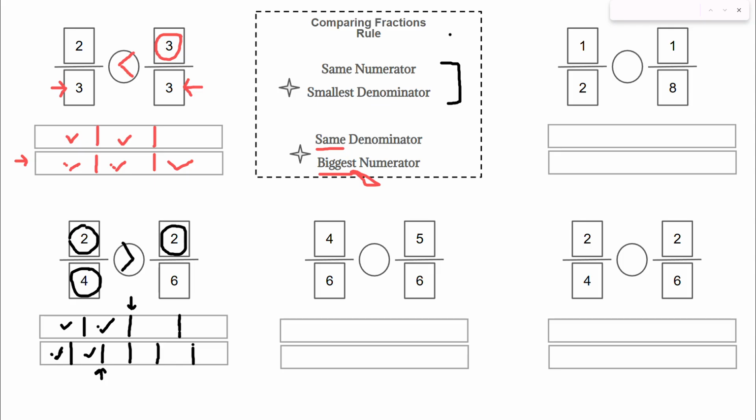Alrighty, students, welcome back. We are going to be checking our answers. We have 4/6 and 5/6. Let's look at the rules. We have 2 denominators that are the same. So the rule is same denominator, choose the biggest numerator. The biggest numerator is this one. Therefore, this is my answer.